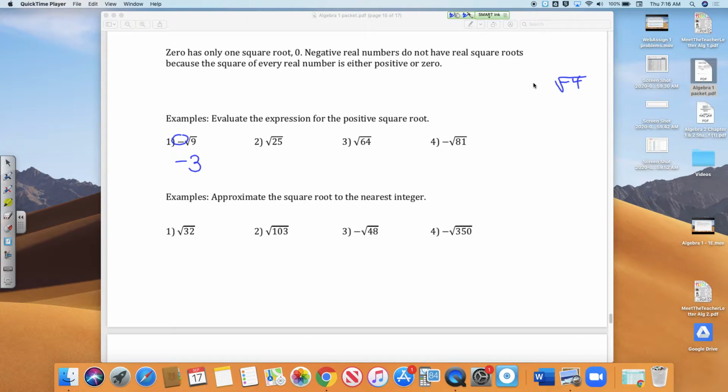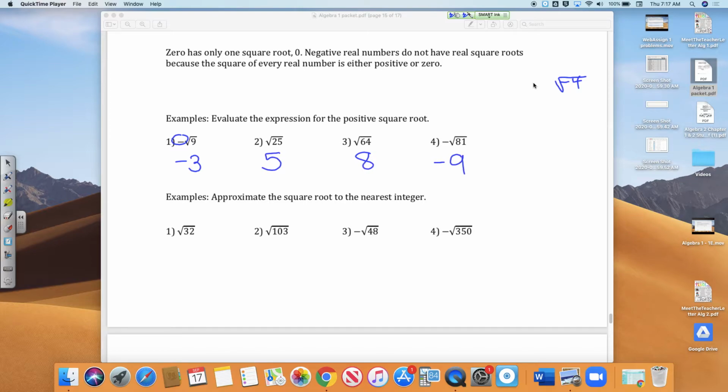The square root of 25 says what number times itself equals 25? That is 5, since 5 times 5 equals 25. For the next one, the square root of 64. What number times what number equals 64? That is 8. And then number 4 is the opposite of the square root of 81. Well, 9 times 9 is 81, so the square root of 81 is 9. So the opposite, negative, of the square root of 81 would be negative 9.